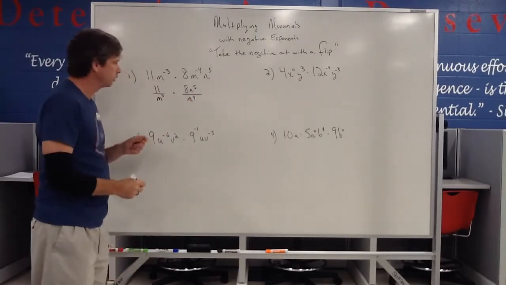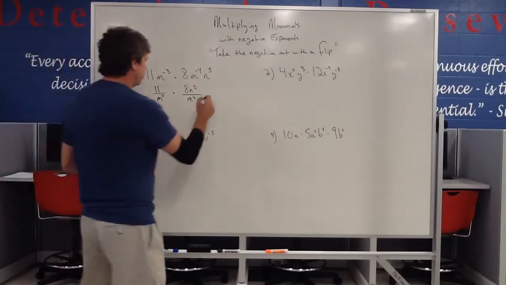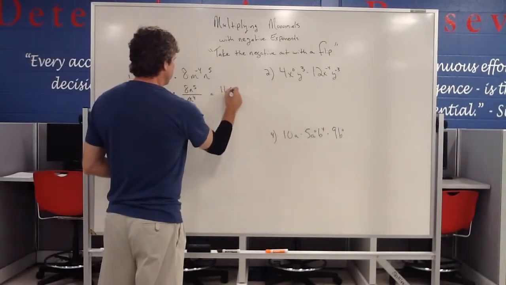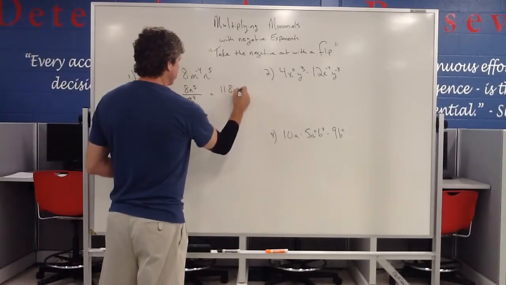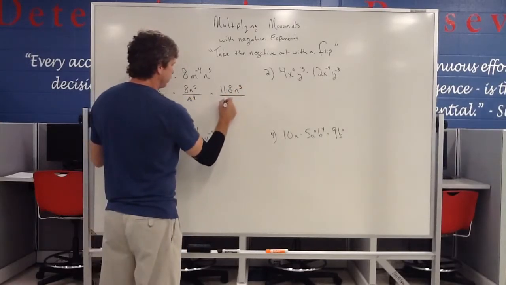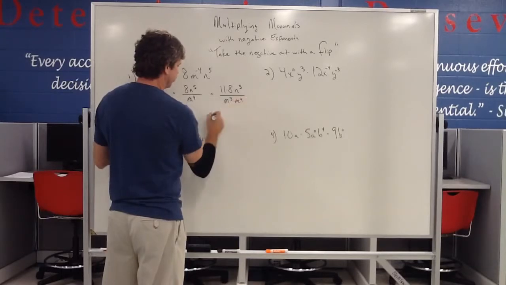And we've learned that to multiply fractions, it's simply straight across. So what I'm going to do is just write this as one fraction. 11 times 8 times n to the 5th. And then I have an m to the 3rd times an m to the 4th.